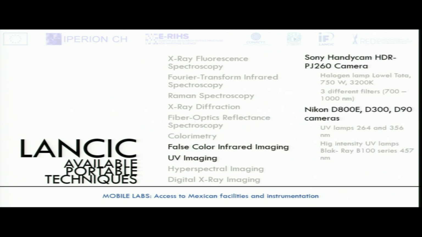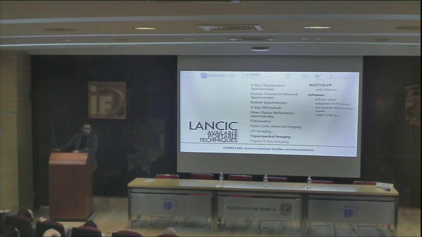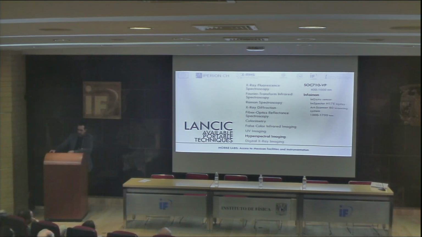We are working a lot on imaging, mainly false color infrared imaging, with a set of proper illumination and filters to have the visible and infrared information. We also have a couple of multispectral and hyperspectral image scanners, so we can go from visible to some part of the infrared interval. And we also have a portable digital X-ray imaging equipment. We also have a few more equipment, but these are the main ones that we use.